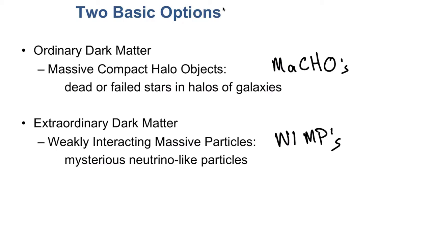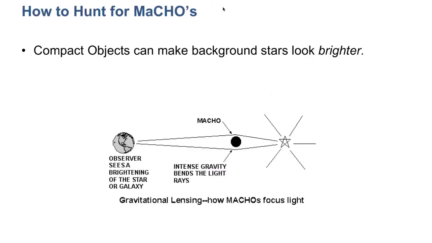So let's take a look at both of these in turn and see if we can make some observations that will tell us which direction to go in. First of all, let's think about the MACHOs. There are ways to tell if MACHOs are out there, even if we can't see them directly. And one of the ways to do that is by looking at the gravitational lensing.